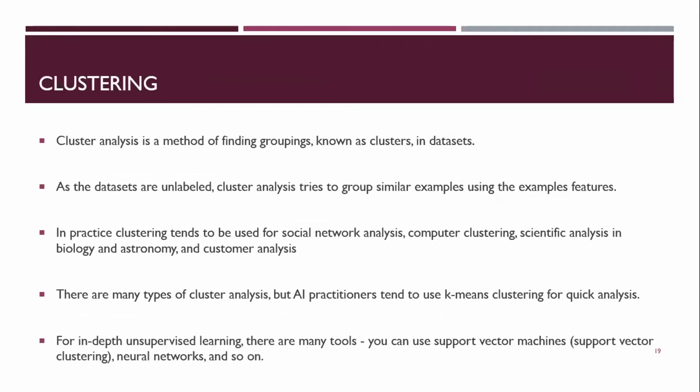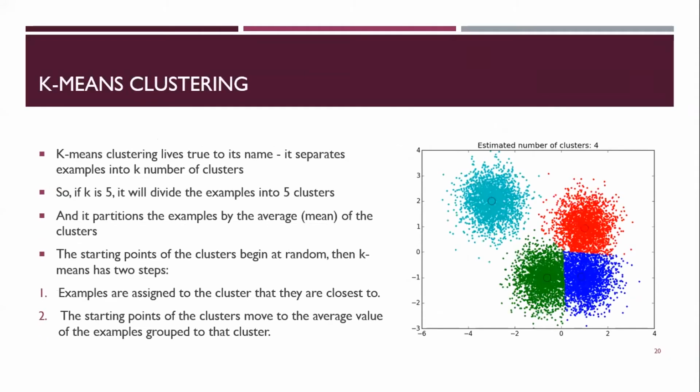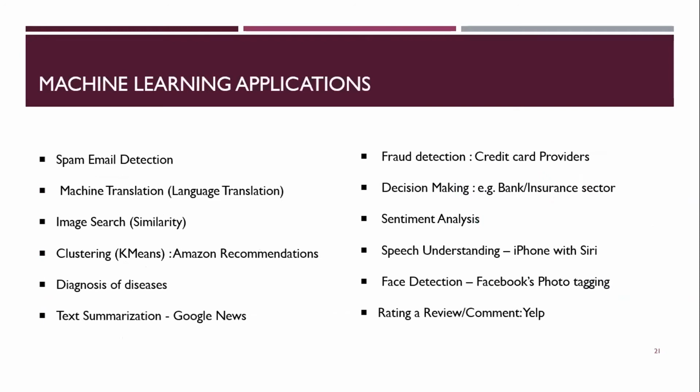And clustering also groups items into different sections. Okay, I won't go so much into these details. K-means clustering is also one type of clustering. These are examples of methods that machine learning is applied in.